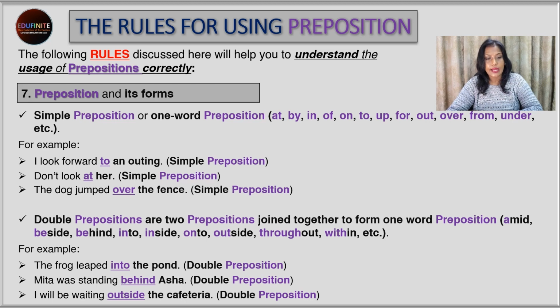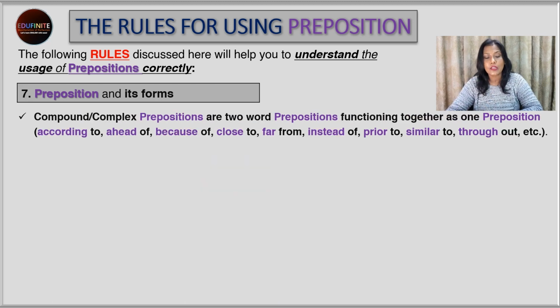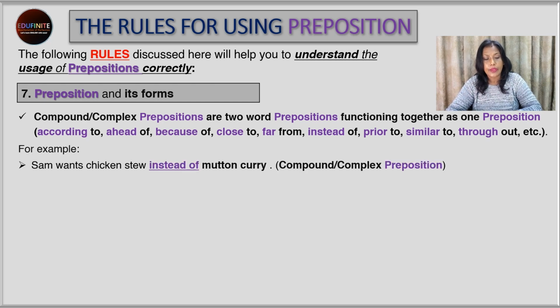Well, the next one is compound or complex prepositions, which are two-word prepositions functioning together as one preposition. That means these two words remain separate, but together they function as a single preposition. For example, they are like according to, ahead of, because of, close to, far from, instead of, prior to, similar to, etc. So let's look into some of the examples to understand them.